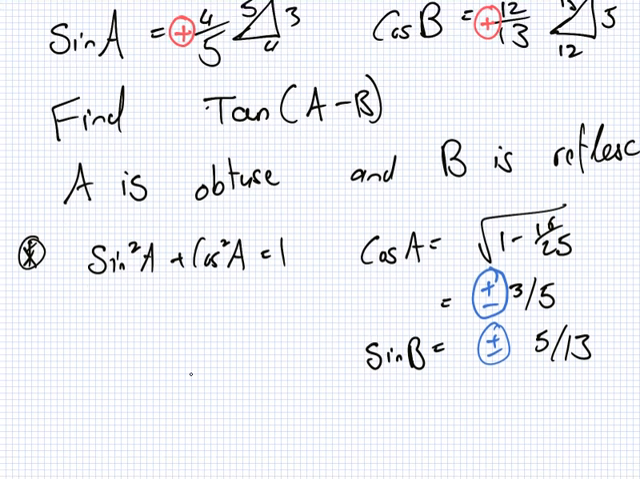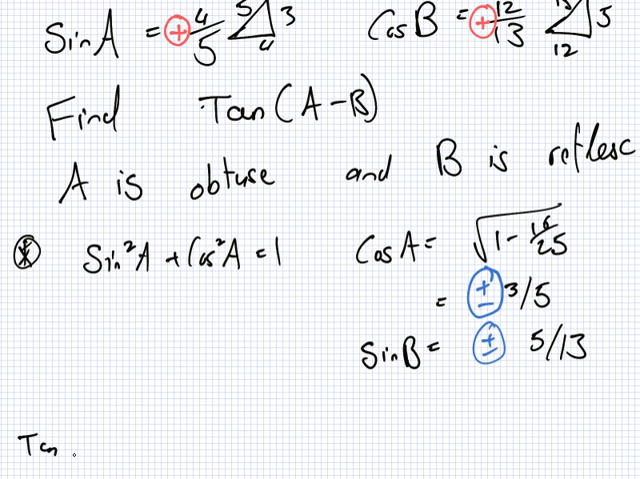Right, so let's look at our formula. Tan A minus B. That's tan A, which is 3 over 4. Yeah, or sine A over cos A, if you want, like that. But there's a plus minus issue here.